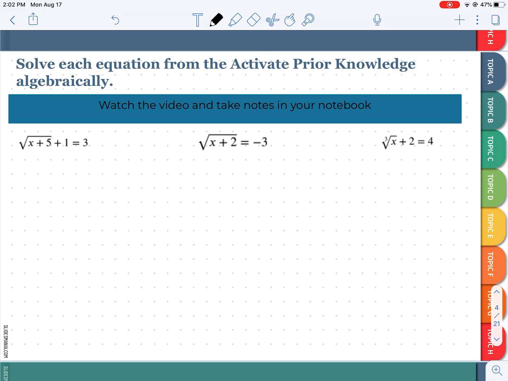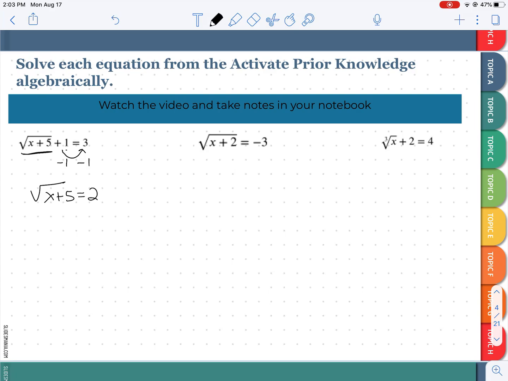So step one, when you're solving a radical equation, and that's things with like square roots, cube roots, fourth roots, anything of that nature, step one is to get the radical by itself. So you want to isolate the radical symbol. In this very first example, the square root of x plus 5 is my radical. So if I want to get that by itself, I have to move that +1 to the other side. You have to think about how you would do that with inverse operations. In this case, we'll subtract 1. So I get the square root of x plus 5 equals 2.